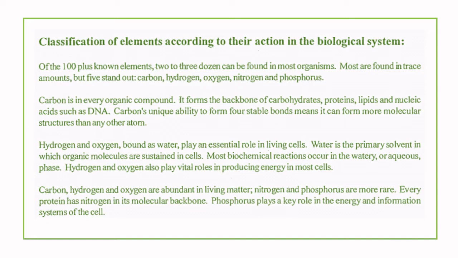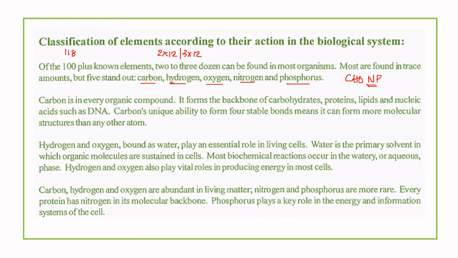The first topic is classification of elements according to their action in biological system. Of the 100 plus known elements, now you know that a total of 118 elements are there. Two to three dozen, that means 2 into 12 or 3 into 12, can be found in most organisms. Most are found in trace amounts, but 5 standouts. Which are the 5 standouts? Carbon, hydrogen, oxygen, nitrogen, and phosphorus.